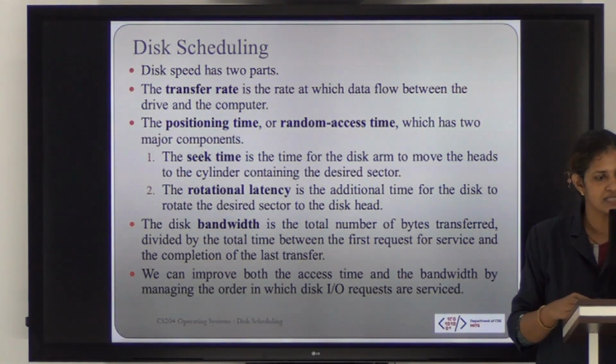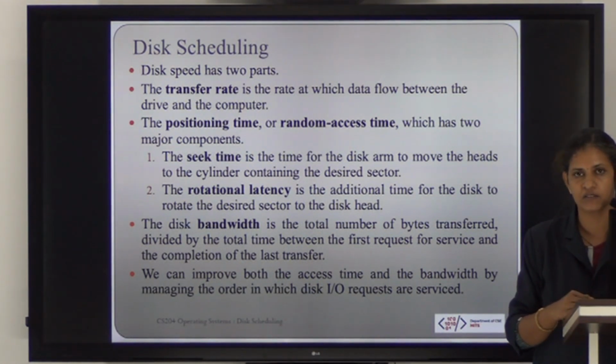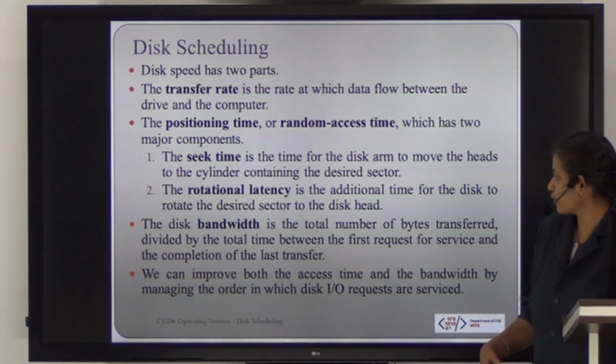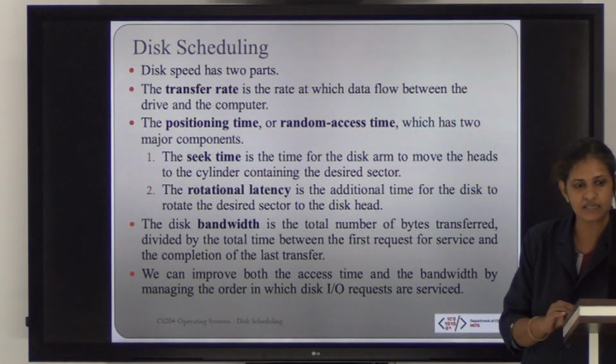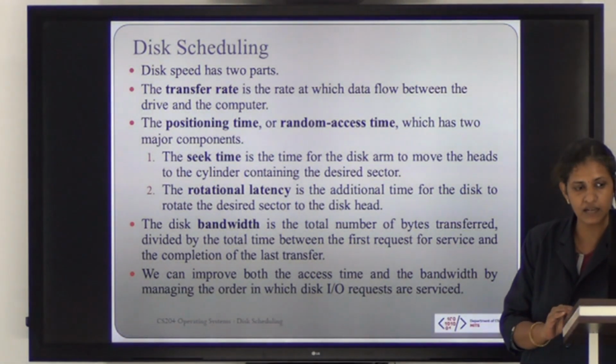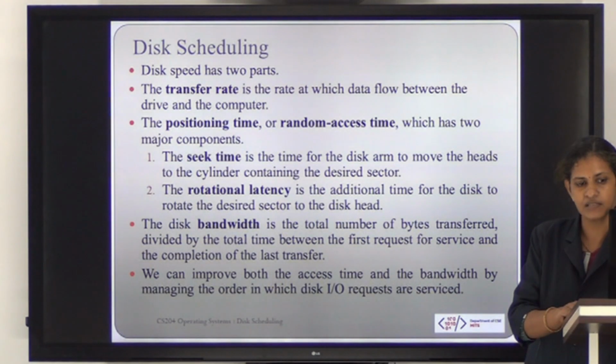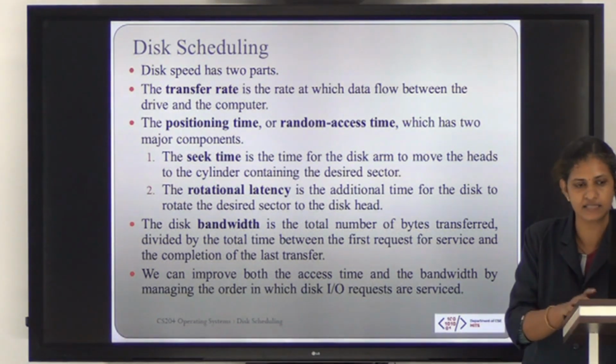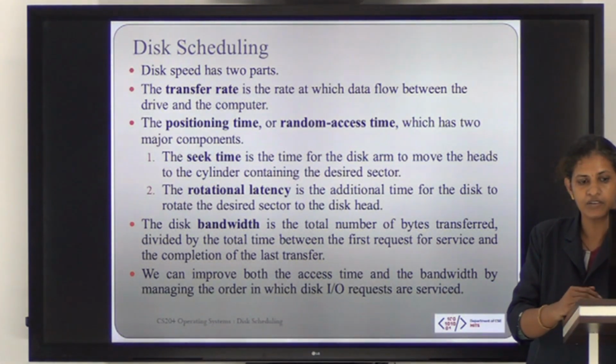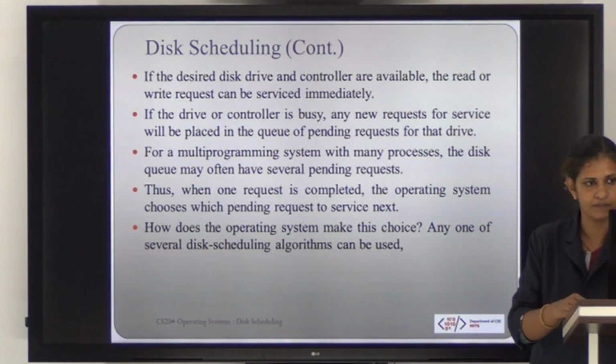Then the next term is disk bandwidth. This is the total number of bytes transferred divided by the total time between the first request for service and the completion of the last transfer. What we are trying to achieve is to improve the access time and bandwidth by managing the order in which the disk requests are serviced. By reordering the requests, we can improve the access time and bandwidth. That is what we are trying to achieve in disk scheduling.